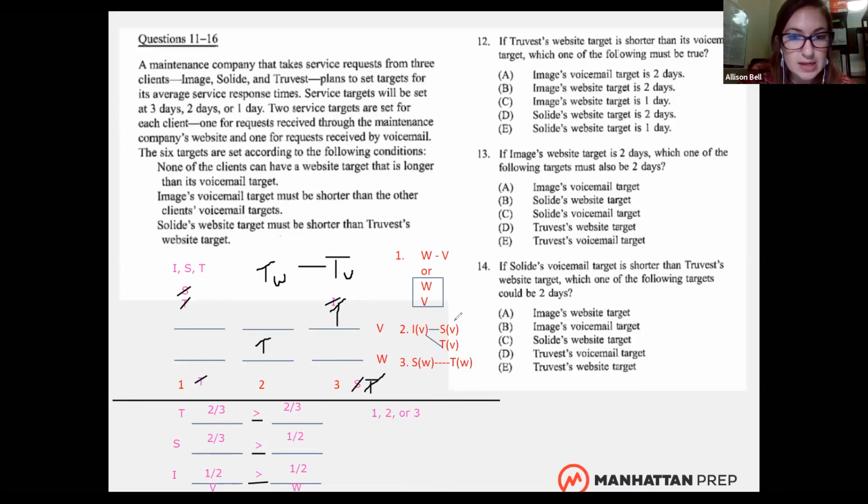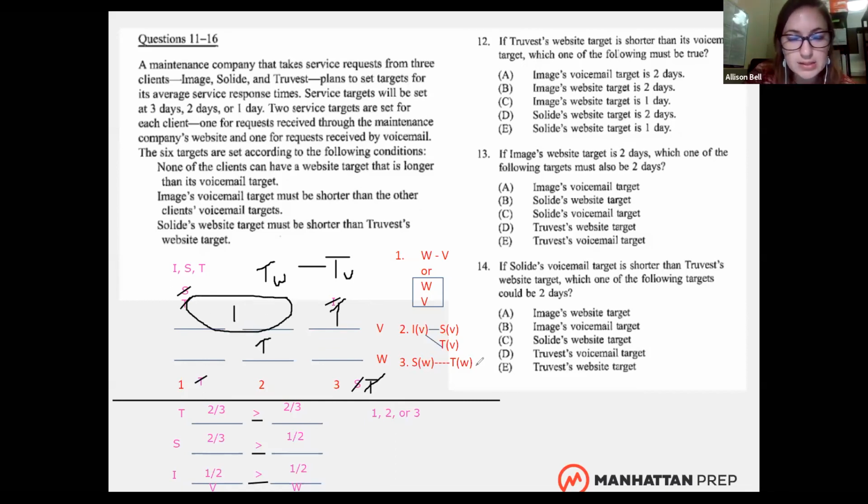So let's see if anything that I put on the board connects to another rule. I have a T voicemail and a T website pinned down. I know that I's voicemail has to be shorter than T's voicemail. That doesn't tell me too much because I could go in 1 or 2, but I'm going to put a cloud and put it over here.